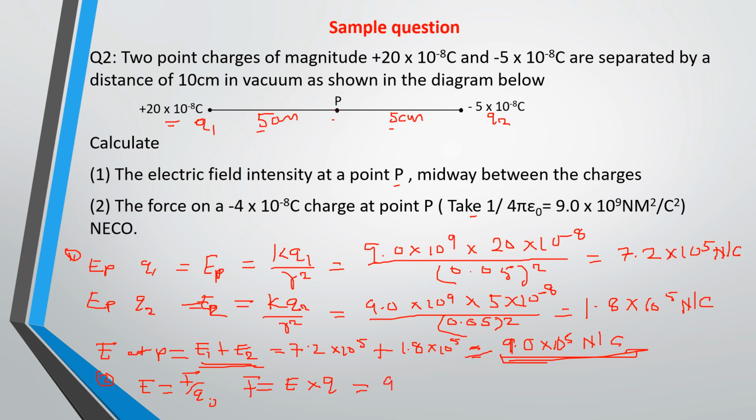We have 9.0 multiplied by 10 raised to the power 5 times 4 times 10 raised to the power minus 8. Okay, so by the time you work this out, you are going to have 3.6. Okay, 4 times 9 is 36, so you are going to have 3.6 times 10 raised to the power minus 2 Newton.